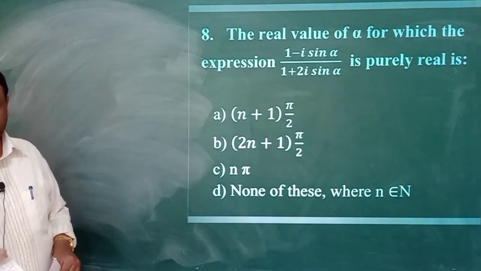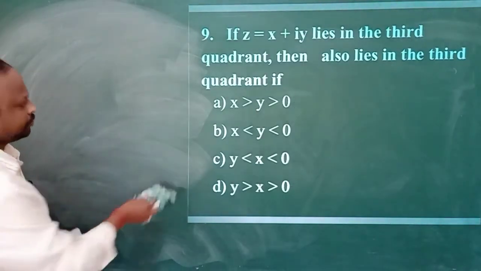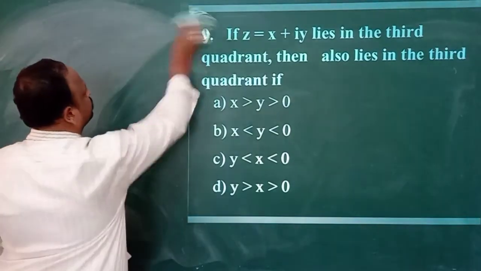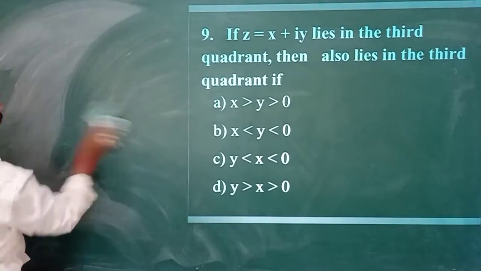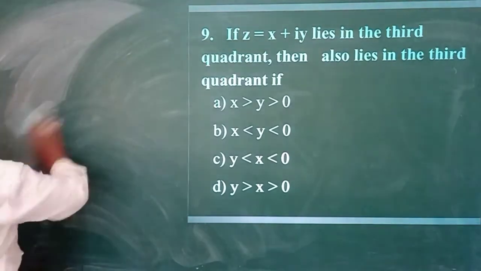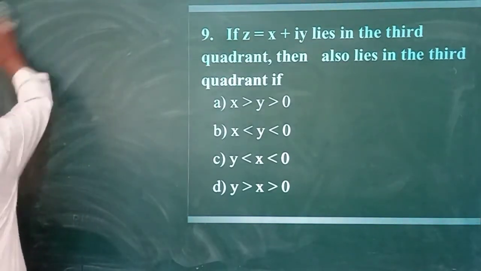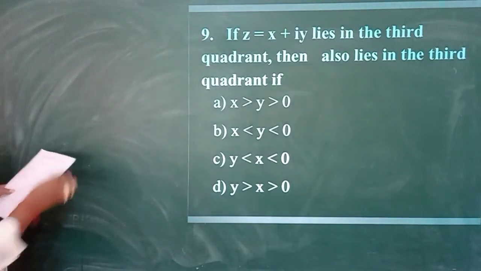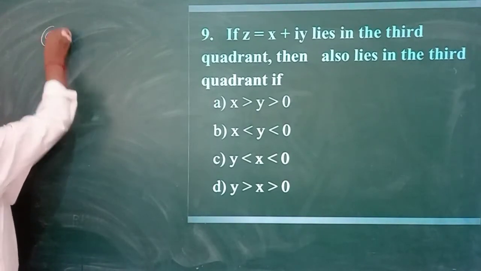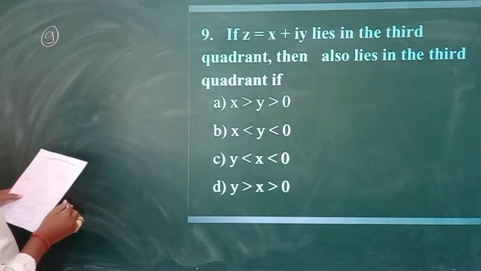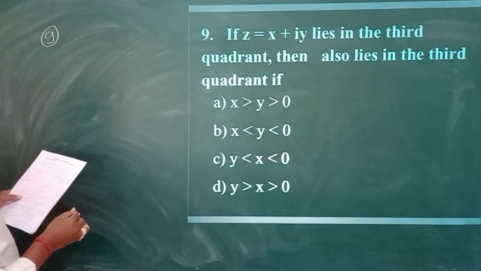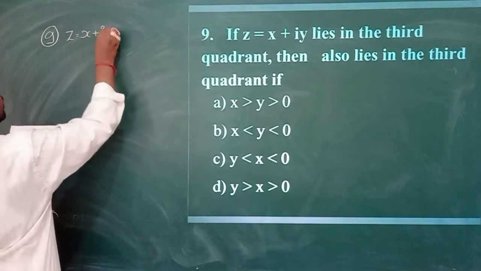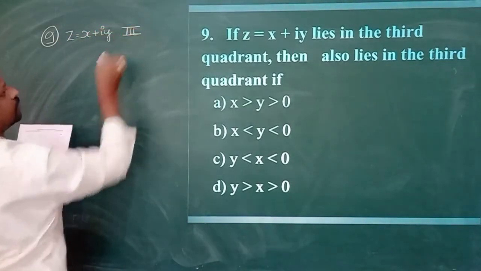We'll go for next. Ninth one. Z is equal to x plus iy lies in the third quadrant. Z is equal to x plus iy, it is in the third quadrant.